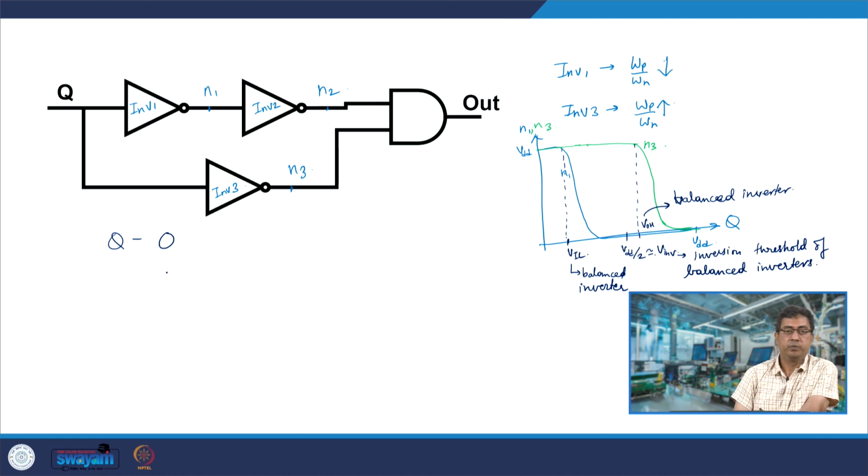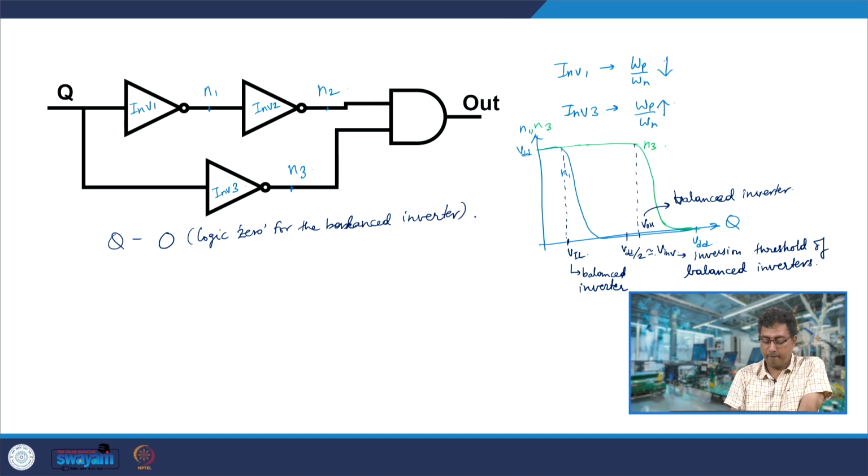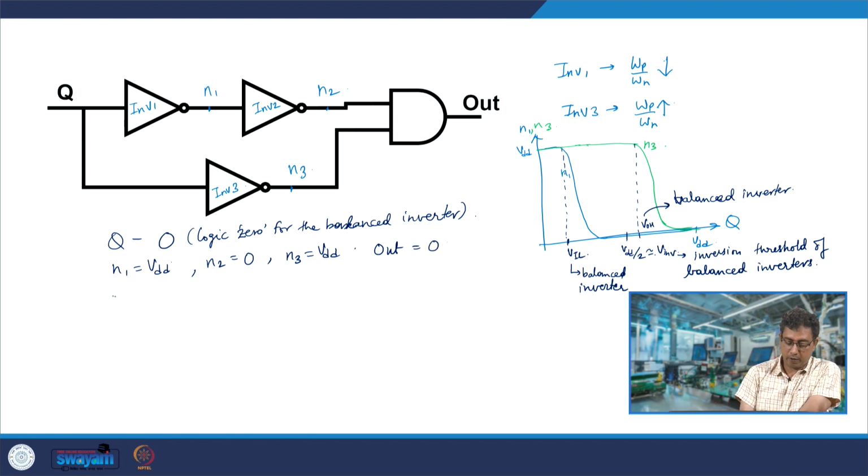So, when Q is logic 0, for the balanced inverter, we would find that N1 is VDD, N2 is 0 and N3 is VDD. So, out is 0. Okay.